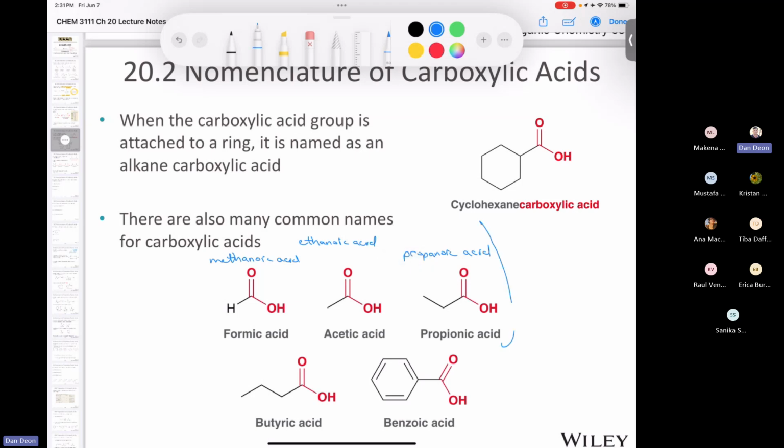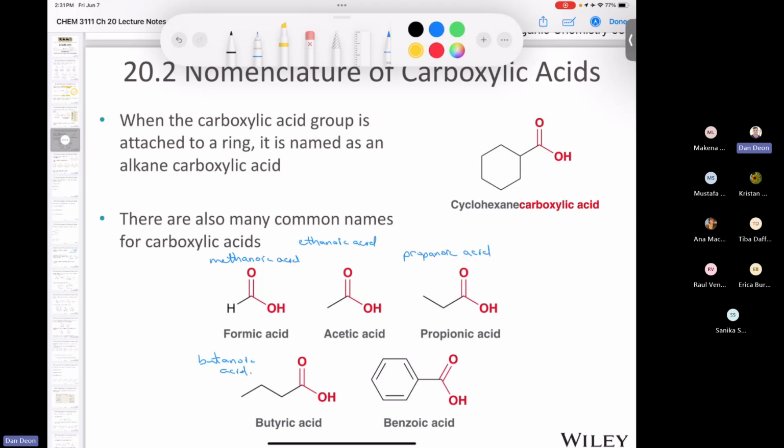I guess these are both IUPAC. I would just call the one in blue the systematic name. Butyric acid, its systematic name would be butanoic acid. Then if you have 5 carbons, it would be pentanoic acid or valeric acid. Either one is fine. And then we have benzoic acid on here.